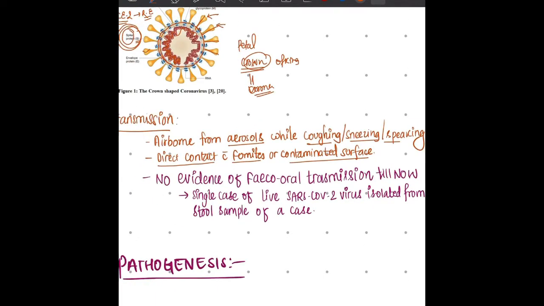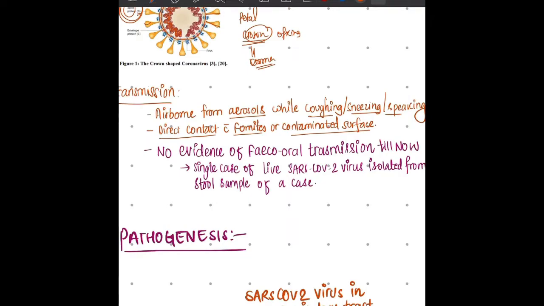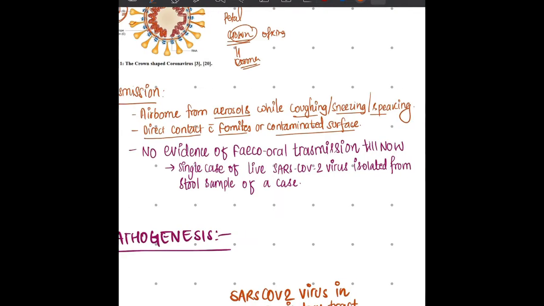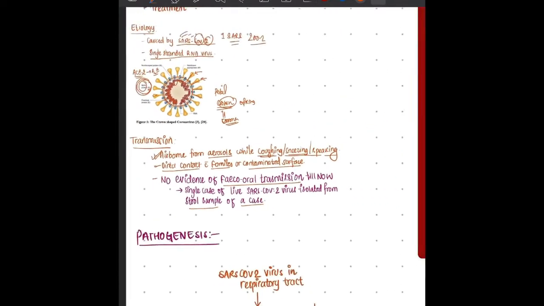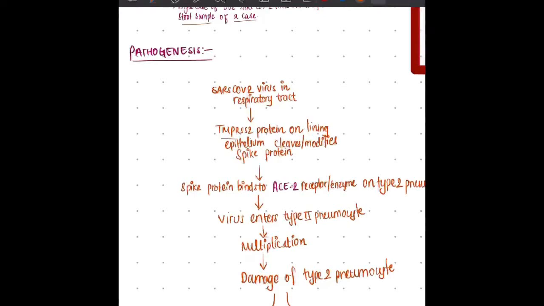And the second most common being the direct contact with the fomites or surfaces which are contaminated with the aerosols. There has been a single case in which a live virus has been isolated from a stool sample of a case, but till now there has been no evidence of even a single fecal-oral transmission. So the most common method of transmission still remains airborne whenever the person coughs, sneezes or speaks, and the second most being the direct contact through the fomites.